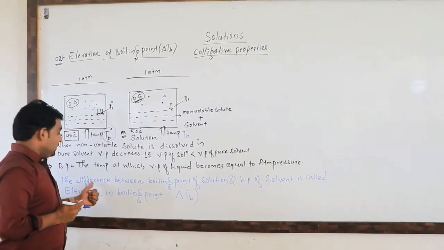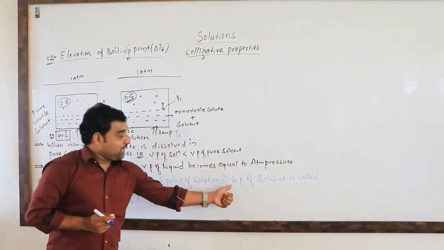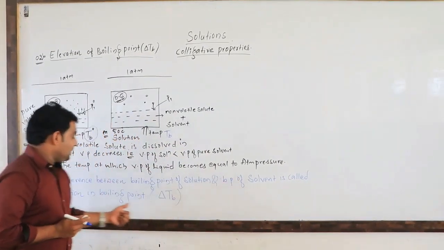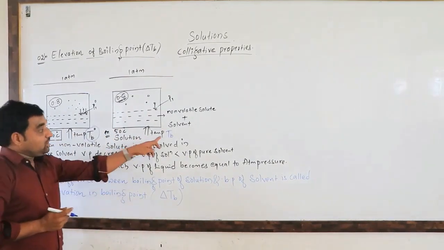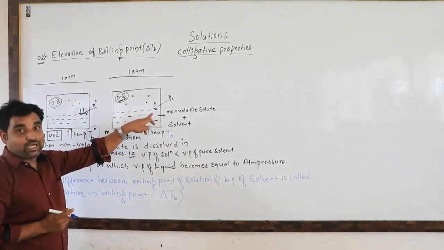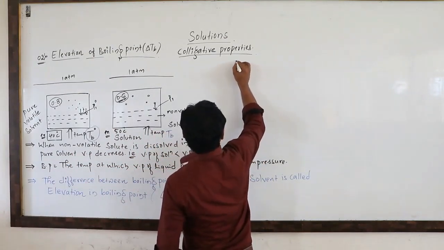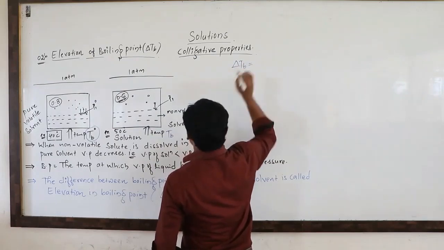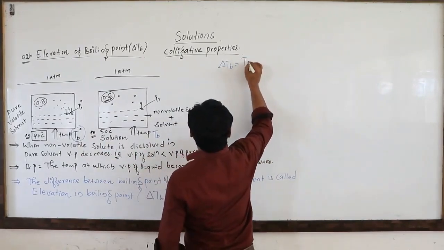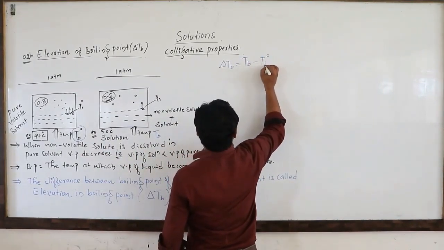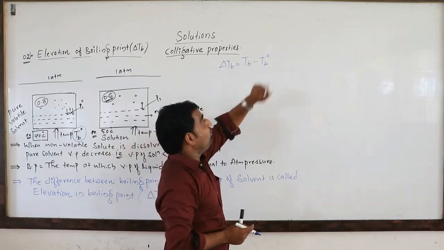How to define this one? The difference between the boiling point of the solution, the higher temperature, minus the boiling point of the solvent is known as elevation in boiling point. The boiling point of the solution increases because of the non-volatile solute. This is the meaning here. So now we can write delta TB is equal to the highest boiling point minus the lowest boiling point, that is TB minus T naught B. The difference between the boiling point of the solution and that of the pure solvent.